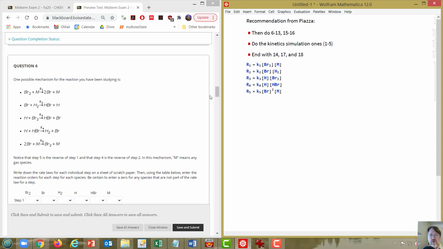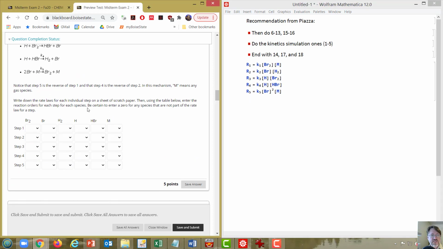So, how do we put that in? What it's asking for is the orders for each of the steps with respect to the various components. So for reaction 1, we have first order in Br2 and M, and 0th order in everything else because they don't factor into the expression at all. For step 2, Br and H2 are 1s. Everything else is a 0.